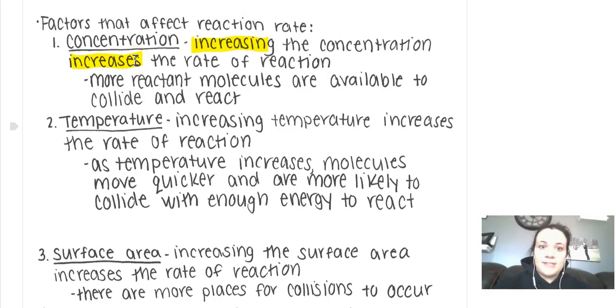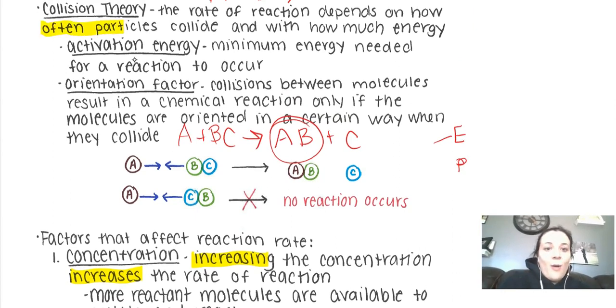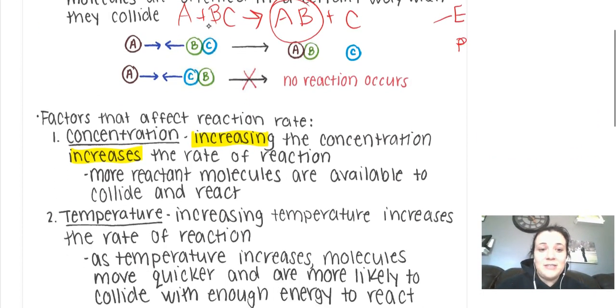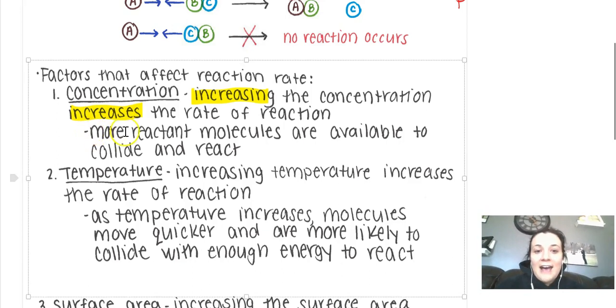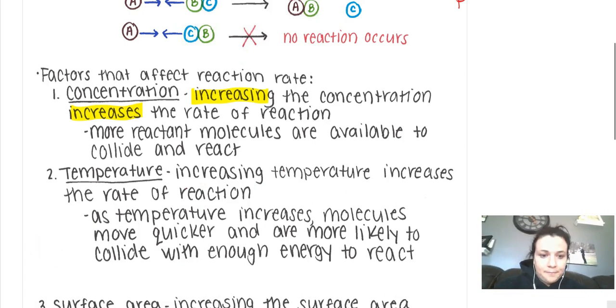Going back to those learning objectives that we looked at, you should be able to explain this using collision theory. So why would increasing the concentration increase the rate of reaction? Well, collision theory tells us that it depends on how often particles collide. So the more collisions we have, the faster the reaction is going to occur. So what happens with concentration, if we increase the concentration or increase the molarity, and molarity is moles of solute per liter of solution, I'm going to have more moles of solute. If I have more reactant molecules, that means I can have more collisions.